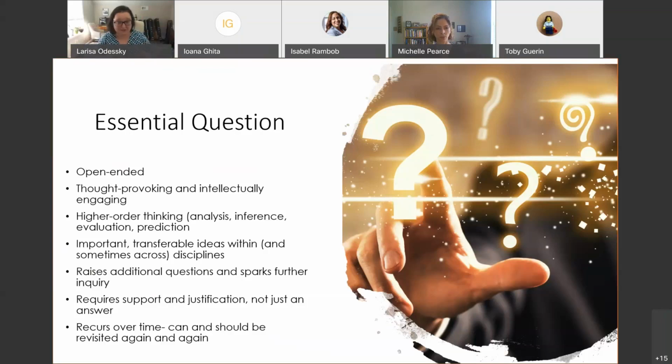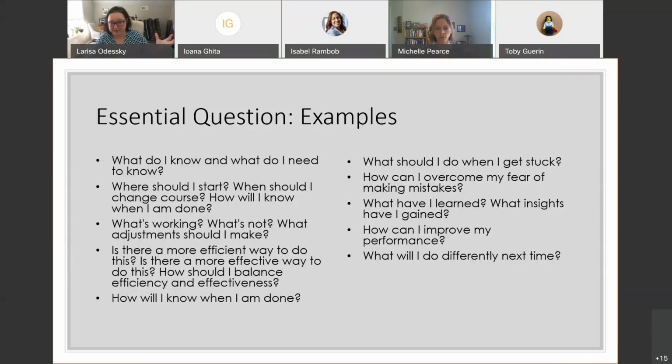It raises additional questions, requires support and justification, not just an answer, and recurs over time. So it should be revisited again and again. So I thought leadership was this in the beginning, and now I think it's this. For me, I thought the vaccine creation process was this in the beginning, versus the FDA approval. And there are some examples online, so many of these that you don't have to reinvent the wheel. Just guys, if you're overwhelmed, the internet's your friend sometimes.